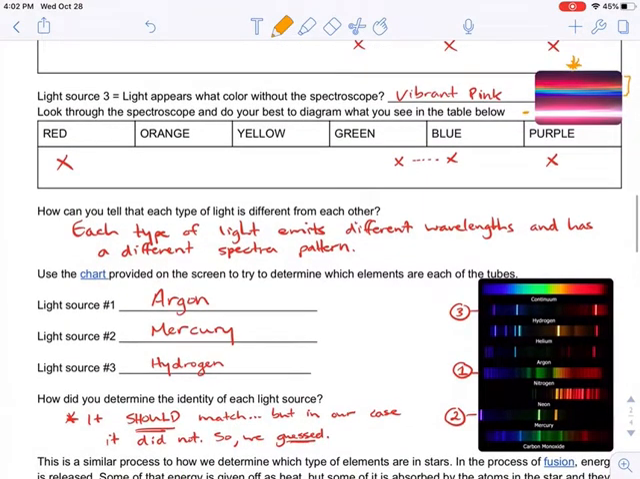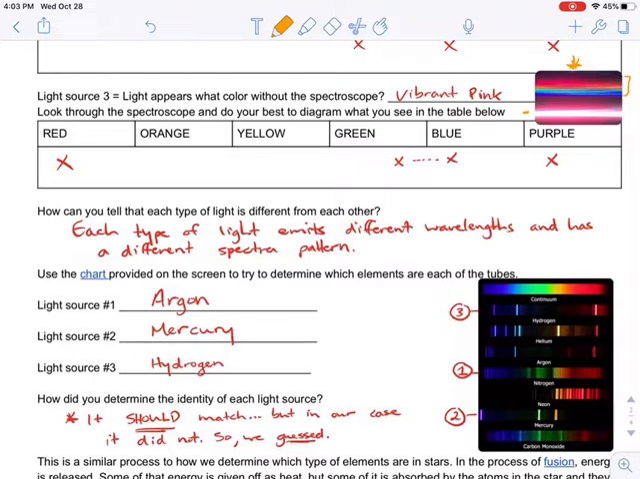I attempted to provide you a chart so that you could try to identify these elements, and I got to admit that this was not super easy. One of the reasons for this is that our super awesome spectroscope glasses are not the highest quality spectroscopes you can get. And so some of these things were difficult to break down.